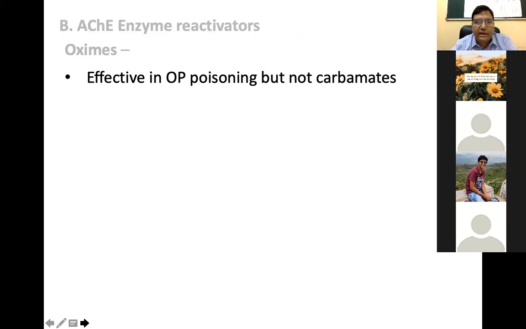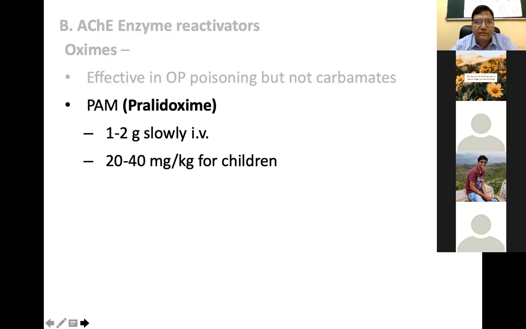They are effective only in organophosphate poisoning, but not in carbamates, since both sites of the enzyme are occupied by the carbamates, so there is no binding site for the oximes. So the hydrolysis will not occur. But in organophosphate poisoning, the oximes accelerate the hydrolysis of organophosphates from the enzyme, thereby helping in the cure of such patients. So it is pralidoxime, which is given by slow IV route, 1 to 2 gram, and for children it is 20 to 40 milligram per kg dose.